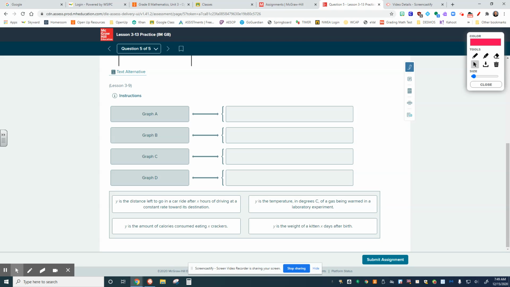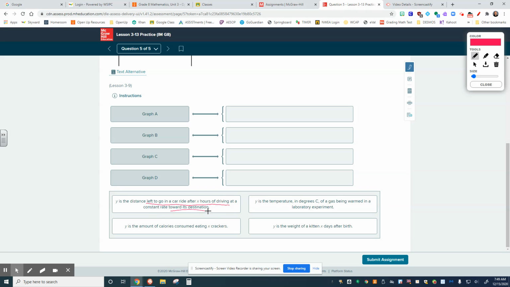What I'm going to suggest with this, there's no numbers that are given. Okay, so we're going to look at a couple of things and recognize what's happening. For this graph, we're talking about y is the distance. So I'm working on this one. Y is the distance left to go. That means the distance left to go in a car ride after X hours of driving at a constant rate towards its destination.